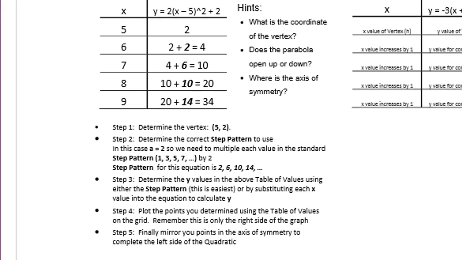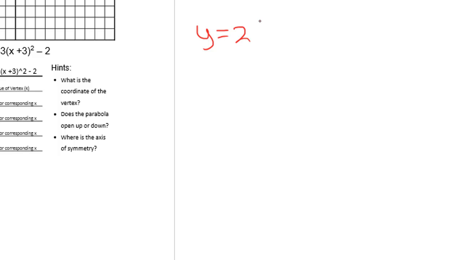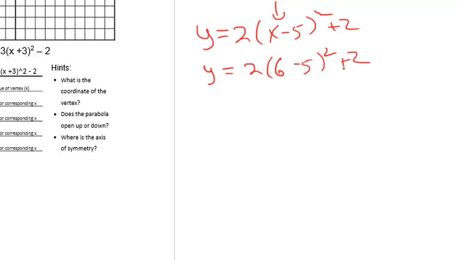Another way to do this is to simply take our equation and substitute the value of x into the equation. So if we wanted to figure out what y was going to equal when x equals 6, all we would need to do is take the original equation, which is y equals 2(x minus 5) squared plus 2, and substitute 6 in for x. And we would get y equals 2(6 minus 5) squared plus 2. We can calculate this. 6 minus 5 is 1. Squared is just going to be 1, times 2, plus 2. We end up getting 4. When x equals 6, y is going to equal 4. And that's what we have here.